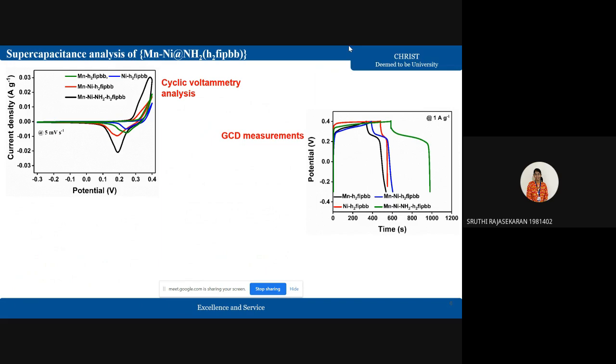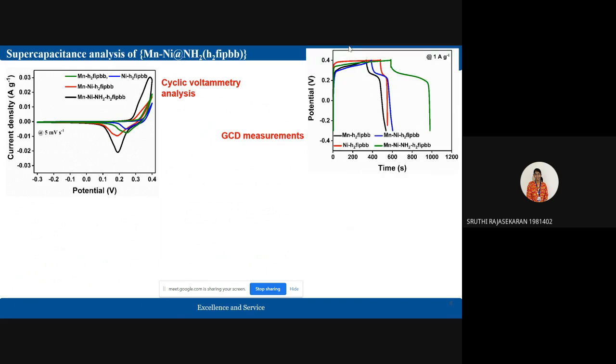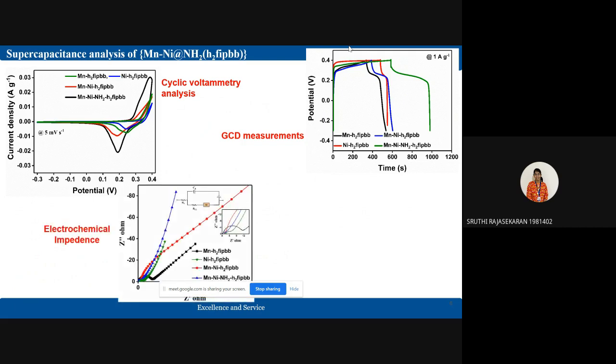From the GCD measurements, we could calculate the specific capacitance, which was found to be 711 farad per gram for the amine functionalized MOF, which is high when compared with the bimetal and monometal MOFs. From the impedance studies, we could find the charge transfer resistance, which for the amine functionalized framework was low. We could say that it is more conductive when compared to the other MOFs.